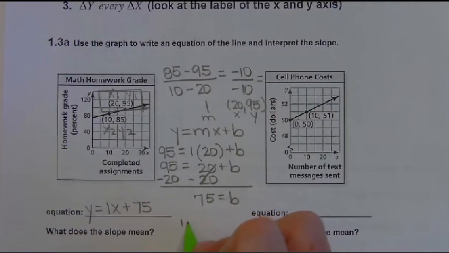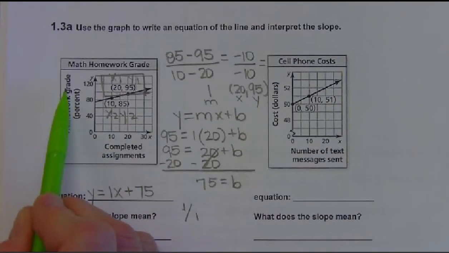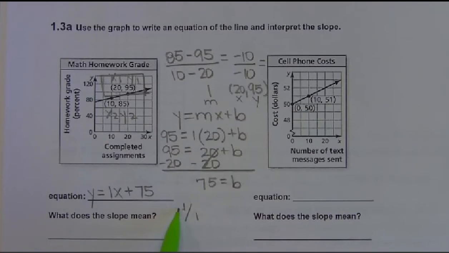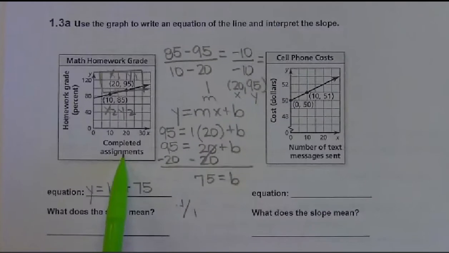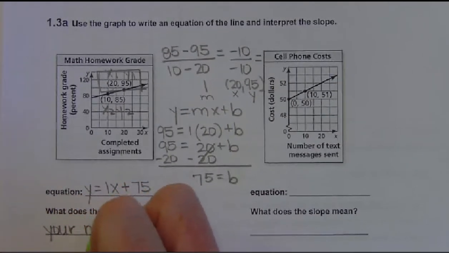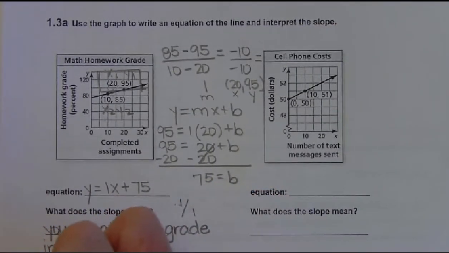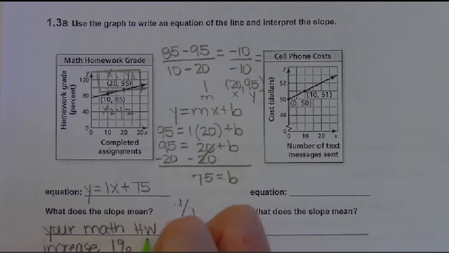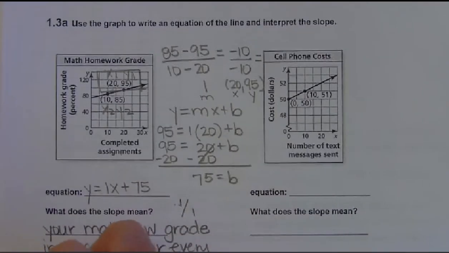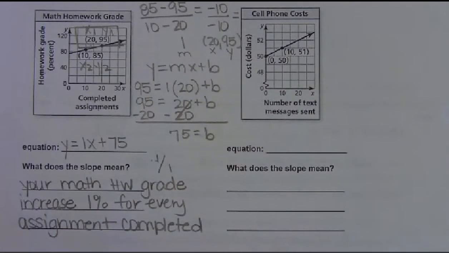So my slope in this case is 1, or 1 over 1. So on top, what this means is for every homework grade percentage of 1, that increases for every 1 assignment I complete. So the easiest way to say that is your math homework grade increases 1% for every assignment completed. And that's your interpretation. All right, let's try the next one.